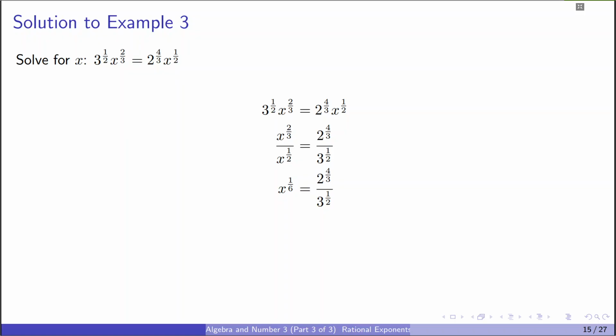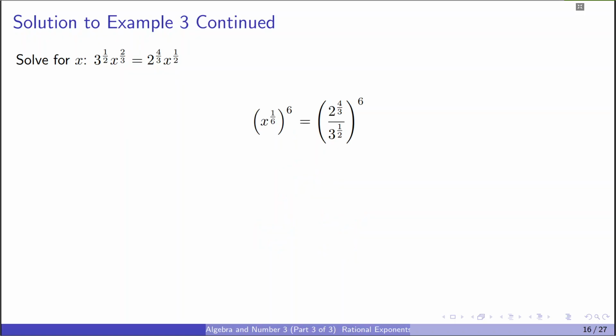Now our x's become x to the 1 over 6. Now again, we raise everything to the power 6, multiply those through, continuing here to get it all to fit on one screen. We get x to the 6 over 6 is x to the 1, 2 exponent 24 over 3, and 3 to the 6 over 2. We can simplify these further. 2 to the 8 over 3 cubed, and x to the 1. So x is 256 over 27.